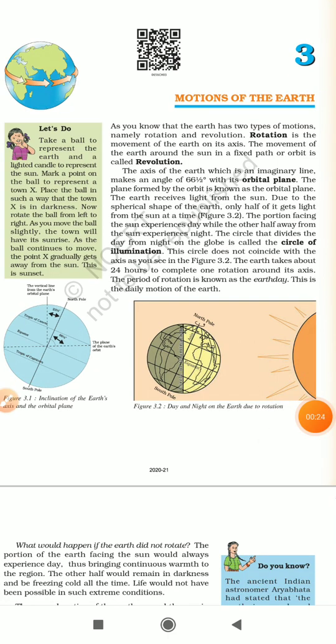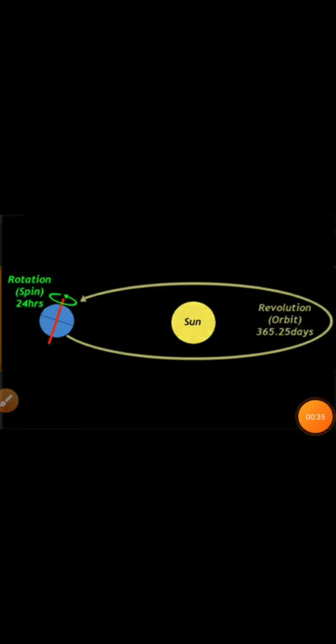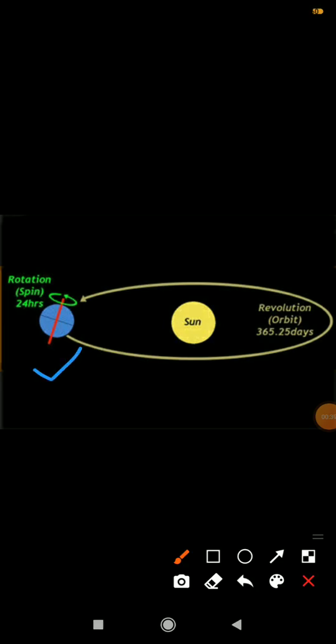We studied that the movement of the Earth on its axis is called rotation, and the movement of the Earth around the Sun in a fixed path or orbit is called revolution. It takes the Earth 24 hours to complete one rotation, and 365 days and 6 hours to complete one revolution around the Sun. That is, one complete rotation is done in a day, and one complete revolution is done by the Earth in a year.